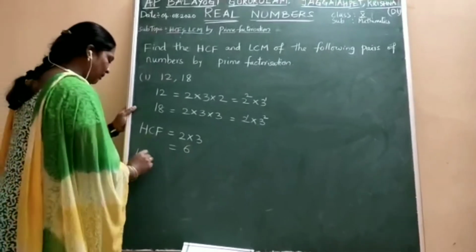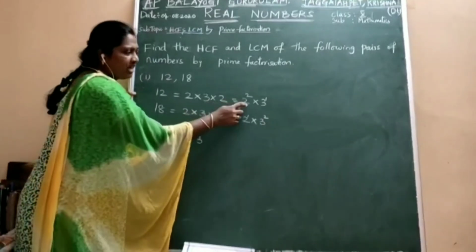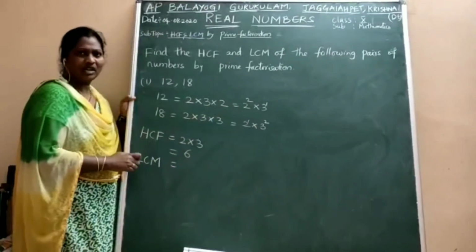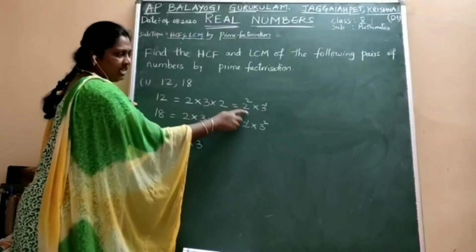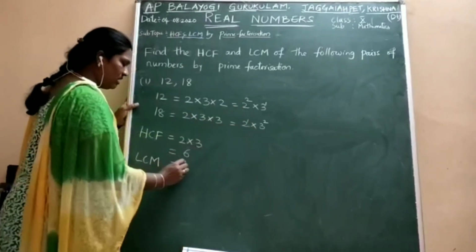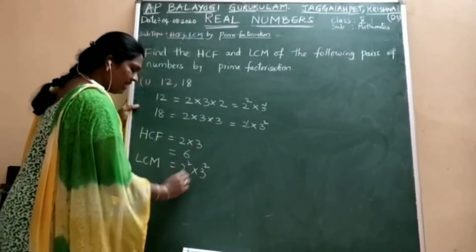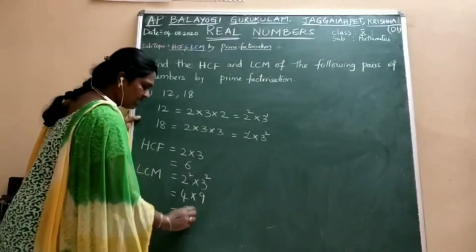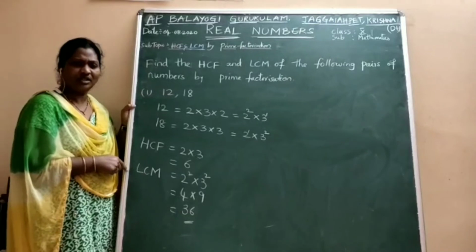What about LCM? See children, it is the product of the highest powers of the factors. What is the higher power here? 2 square. And for 3, what is the higher power? 3 square. So 2 square into 3 square. That means 2 square is 4 and 3 square is 9. 4 nines are 36. So this will be the LCM. Okay children, understood?